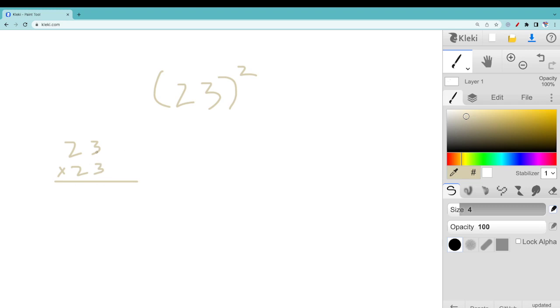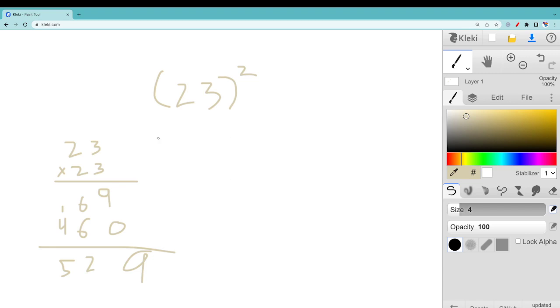And, you know, 3 times 3 is 9, 2 times 3 is 6, and then a 0, and then a 6, and then a 4, and then we get 9 here, 12, 1 carries over, 529, right? This is what I'm getting. And this method does work okay. It works out pretty well.